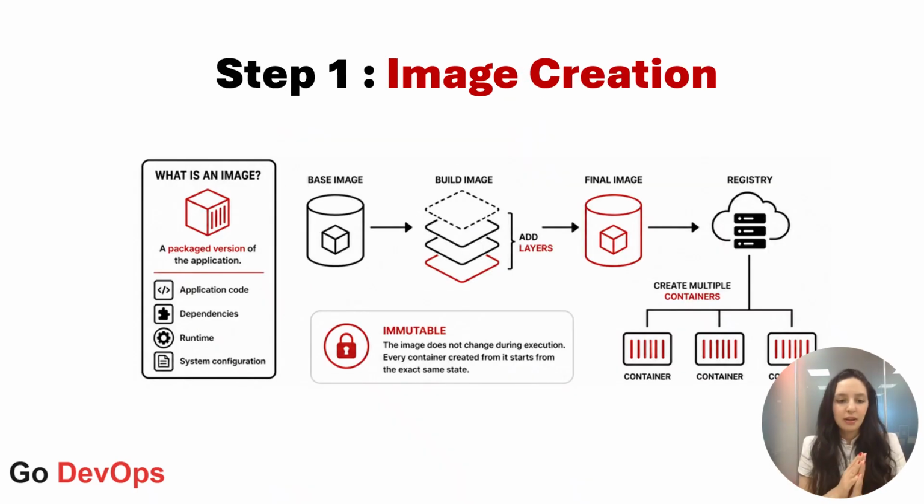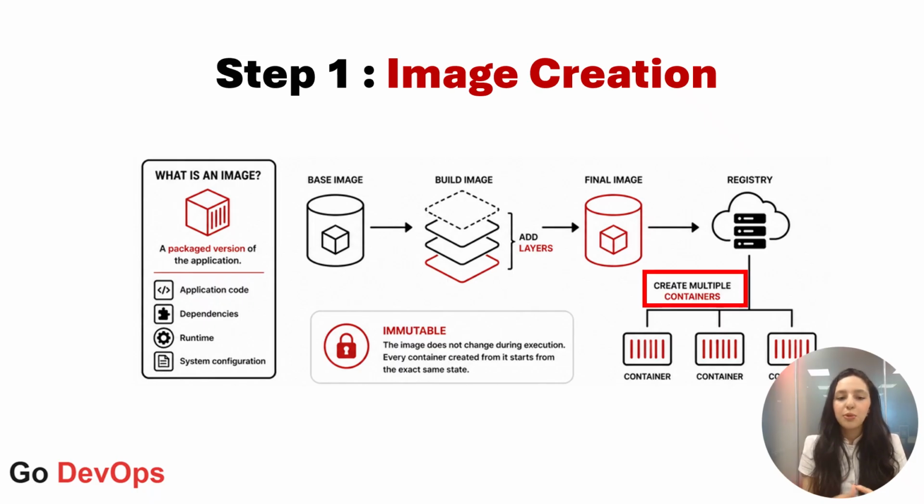So the first step in the life cycle is the image. So everything starts here, and a container is always created from an image, which is a packaged version of an application. And it includes the application code, the dependencies, the runtime, and the system configuration needed to execute it. And the image is built ahead of time, typically from a base image, by adding layers that define the final environment. And once it's built, the image becomes a reusable artifact, and you can store it in a registry, share it, and use it to create multiple containers in different environments.